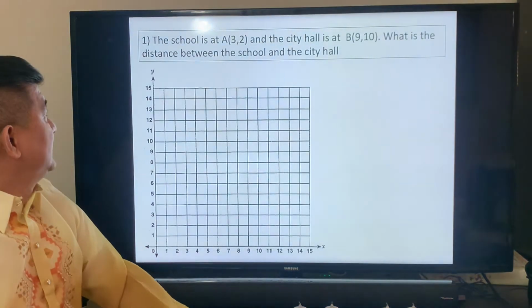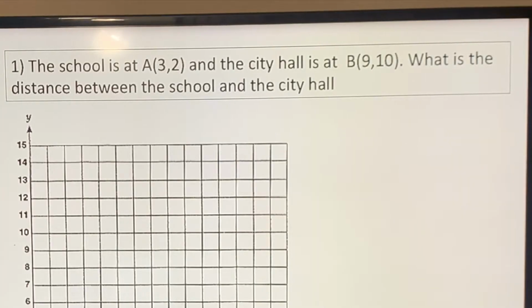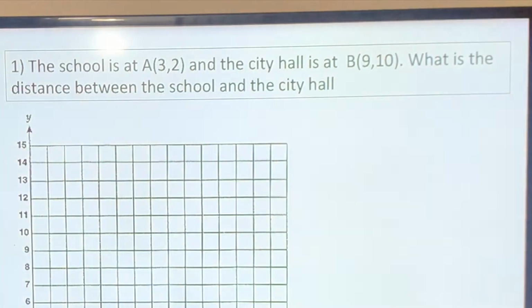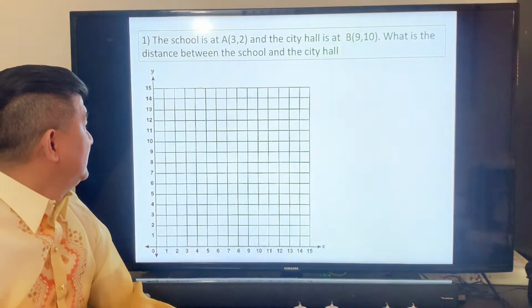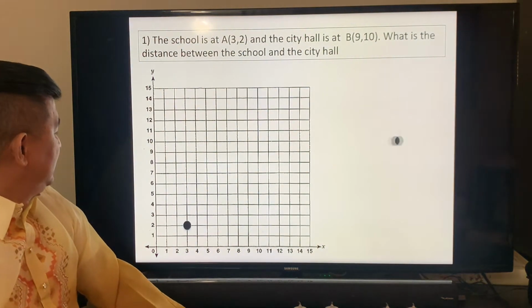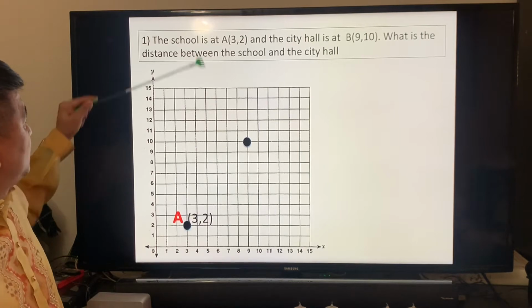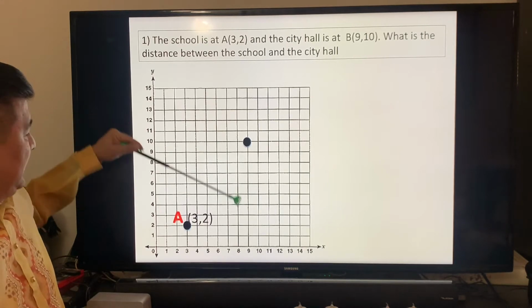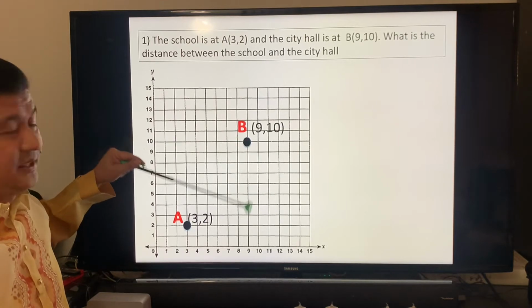Let's start with this. A school is at A, (3, 2), and the city hall is at B, (9, 10). What is the distance between the school and the city hall? First of all, we need to plot the points. Let's start with this point and that point. This is A, (3, 2). That will be the school. And then (9, 10). This will be the city hall.